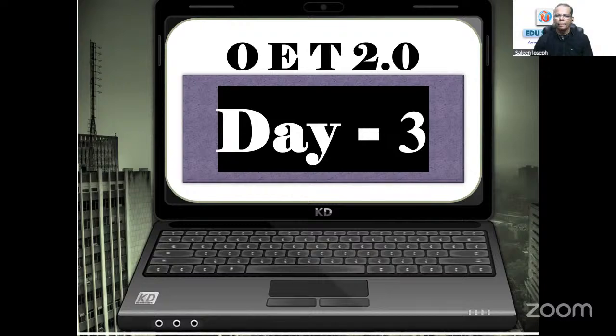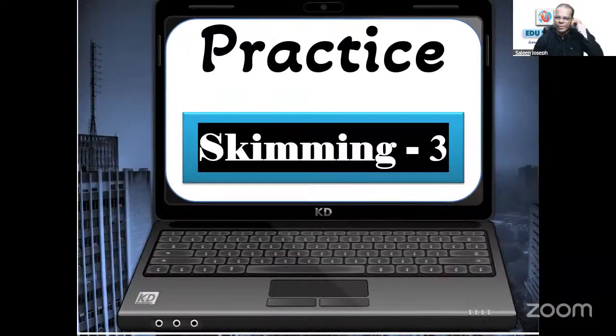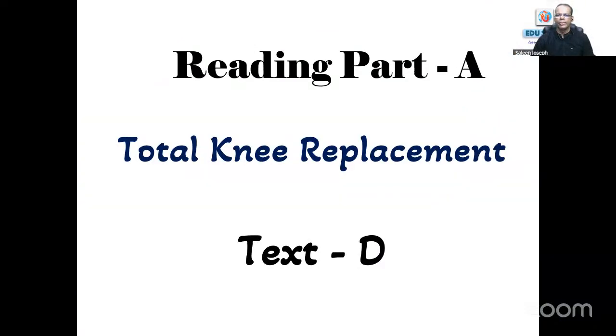Yes, yeah. So OET 2.0, day 3, OET skills. Practice skimming 3. I think I have an order difference here. This material I have sent you, reading part A. This is from total knee replacement.